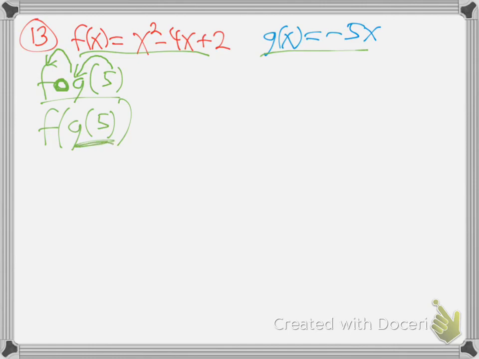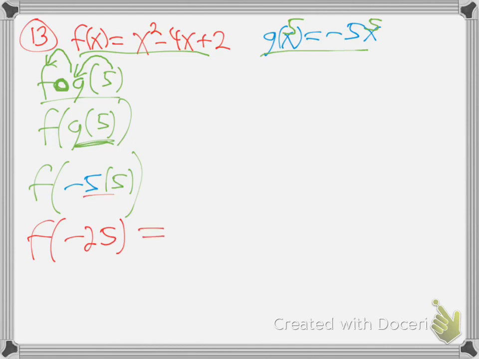All right, so what's g of 5? G of 5 means put 5 into g. Put 5 in right there. I'll do it in the blue. So it's minus 5 times 5. And so it becomes f of minus 25. Now put minus 25 into f. So this inside has become minus 25. And now put the minus 25 into f.